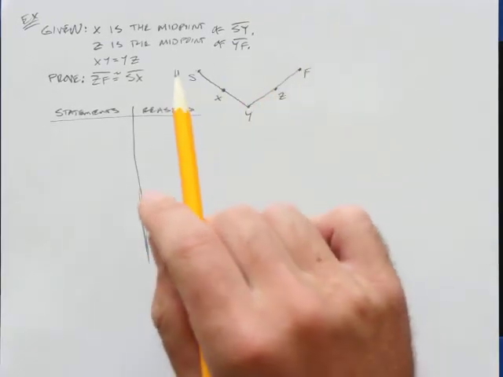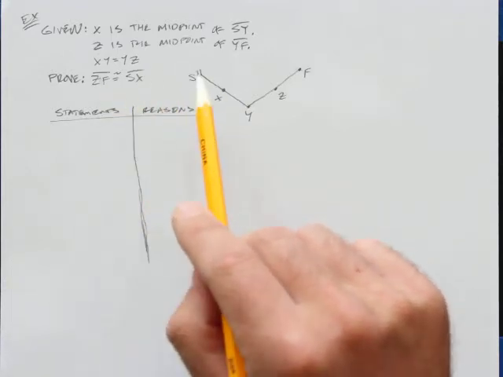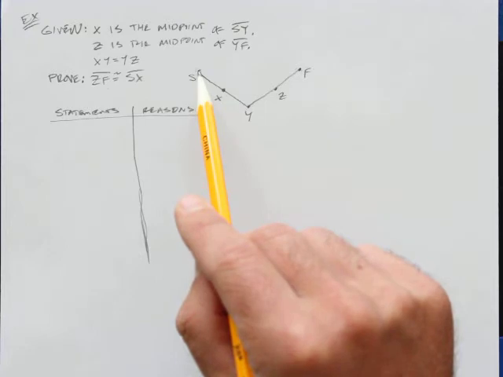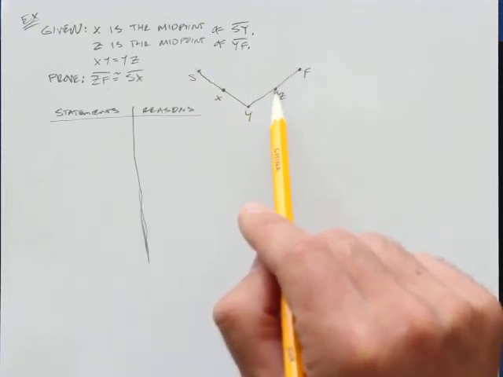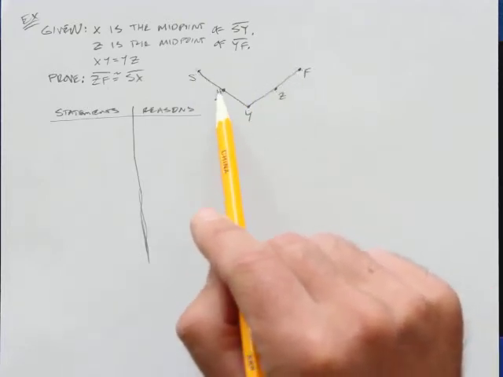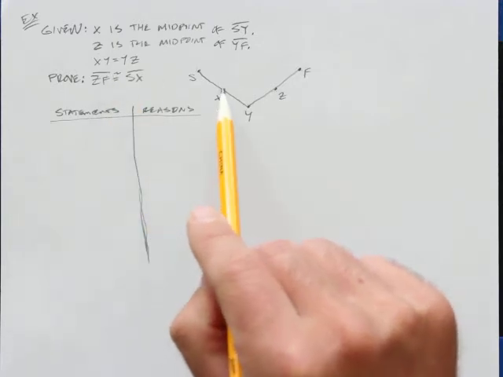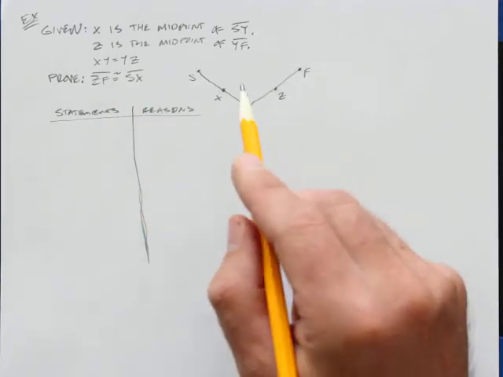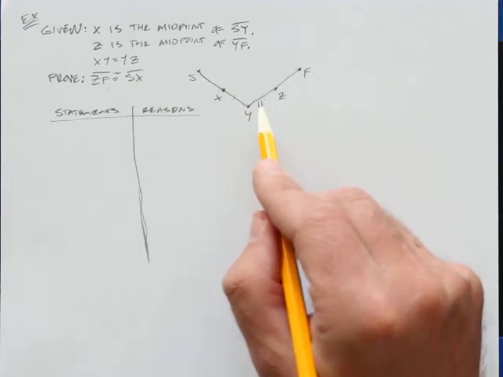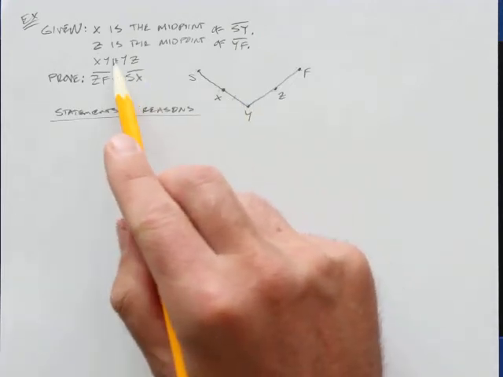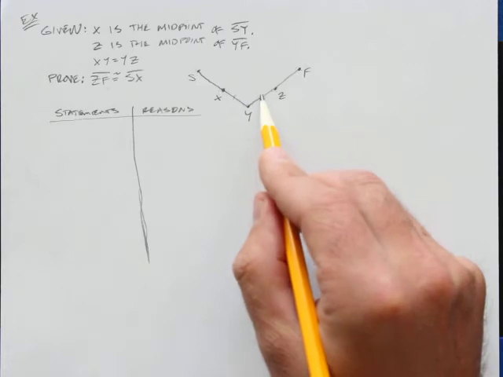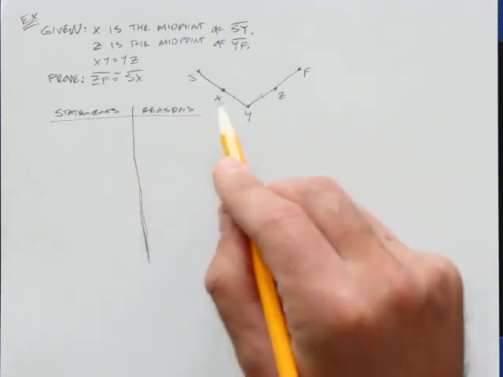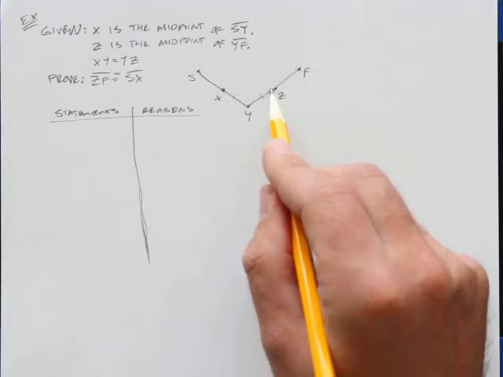I want to know that ZF is congruent to SX. That's what I want to prove. And I know that XY and YZ are congruent. I haven't said that they're congruent yet, but it says equals here. So that means the distance between XY and YZ is the same, and so I'm going to be able to say that these are congruent.